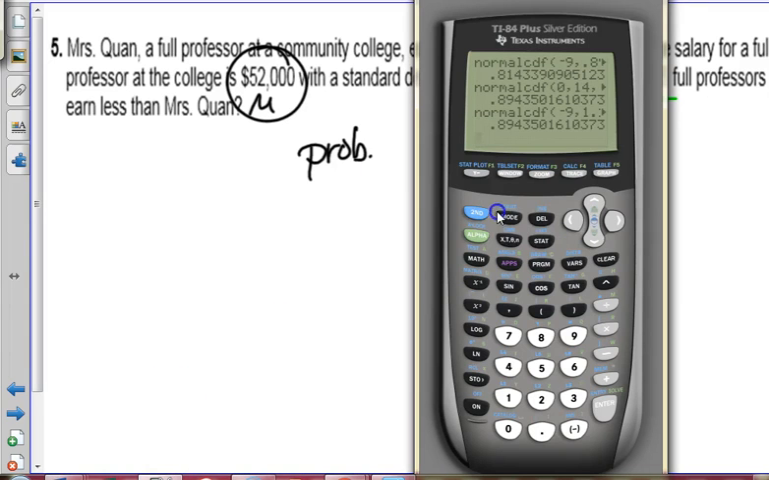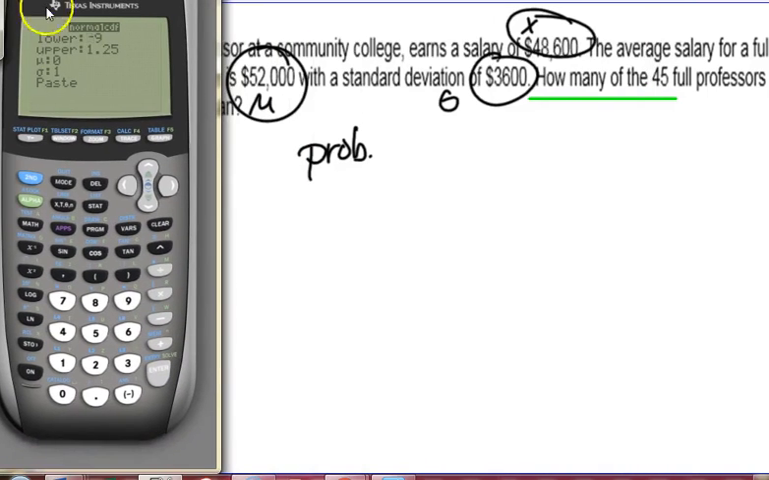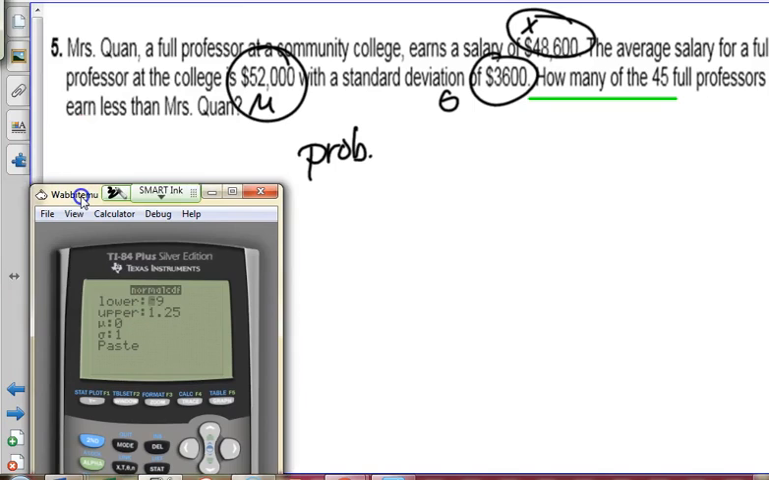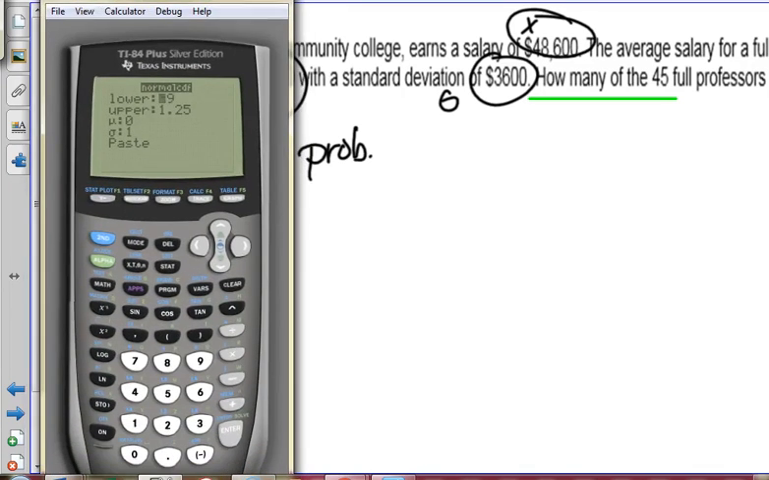So if we want to use the calculator, we just go to normal CDF. I'm not going to bother with a standard deviation, so I'm going to put in, what is it? Earn more or less, or what are we doing here? Earns a salary of this. How many of the professors earn less than this? Okay, so we want less than this. So we could put earn nothing up to $48,600. That's what she earns.